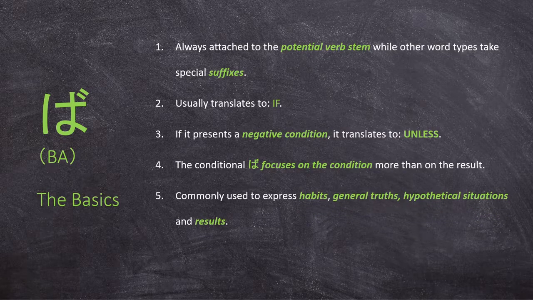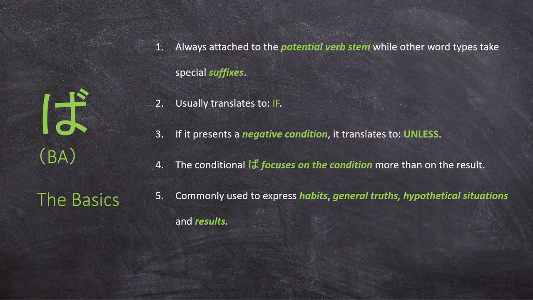After that, you should know also that ba is commonly used to express habits, general truths, hypothetical situations, and results. Now, if you have watched my previous video on to, you can also notice that to is also used to express habits, and in this regard there is not much difference between the two, except that to grants that habit a certain dosage of inevitability and sometimes immediacy. So there are those subtle differences, but if you use both ba and to express a certain habit, you won't make any mistakes and there will be no problems in using it.